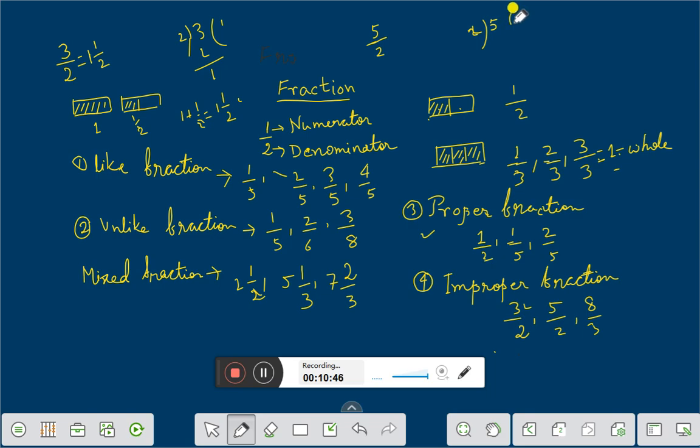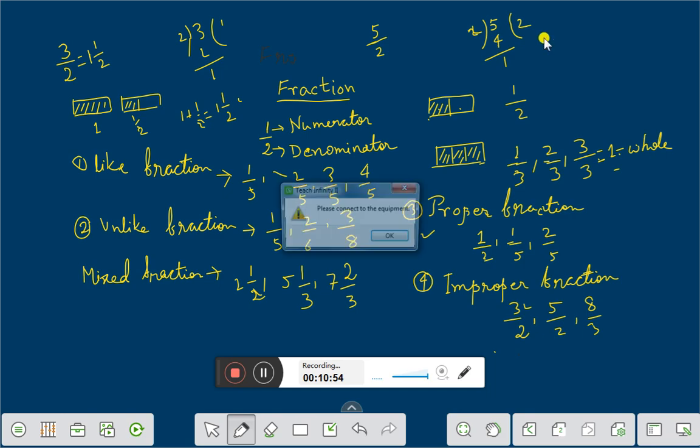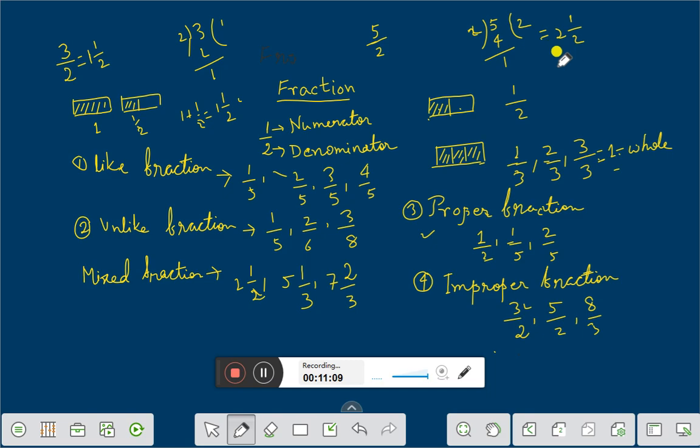2 times 2 is 4. 5 minus 4 is 1. That is 2 whole 1 by 2. What are we getting? 2 whole 1 by 2.